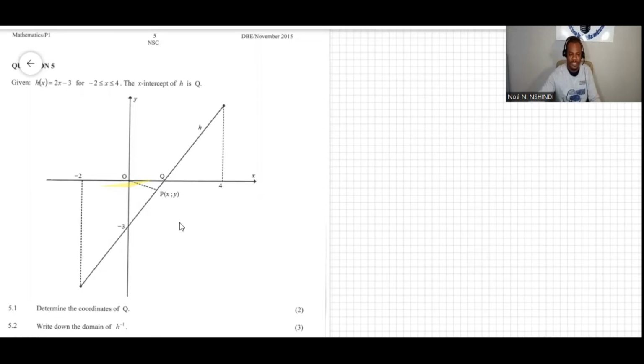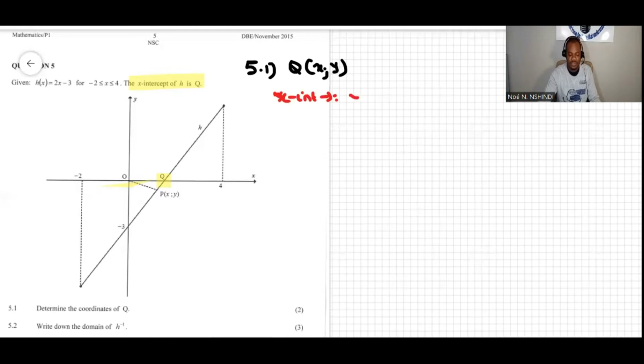The question says, determine the coordinate of q. We can write here 5.1. We're looking for the coordinate of q. Q has 2 coordinates, x and y. The question says that q is the x-intercept of h. We know that q is the x-intercept. It means that its y coordinate will be 0. That's by definition.